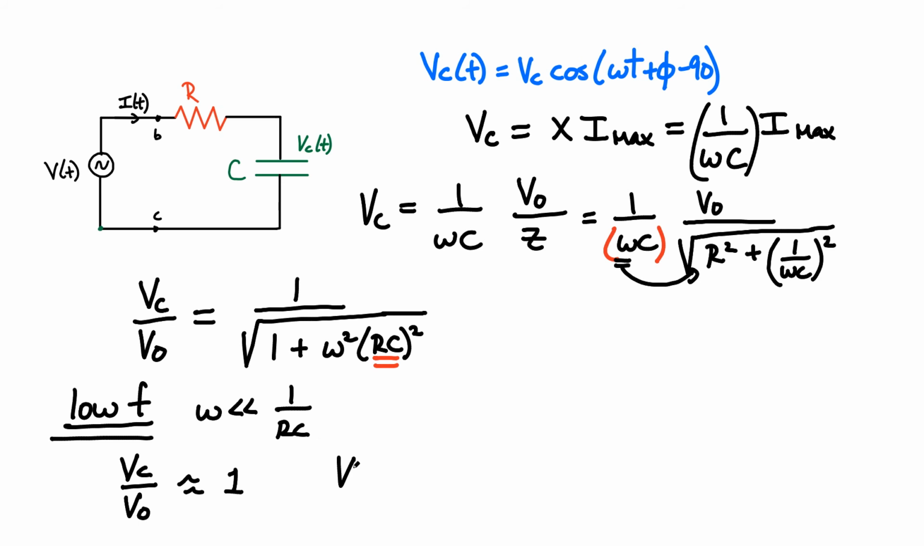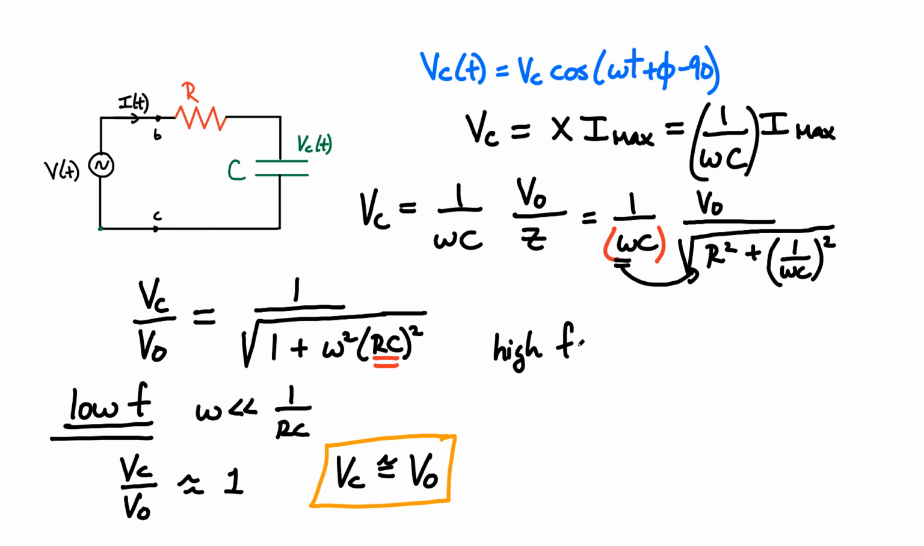And that's cool. That means that the voltage across the capacitor is essentially just the same amplitude as the voltage that you're driving it with. And that's exactly what we would expect. If you switch this very, very slowly, you'd expect to always reach that saturation point. All right, what about in the high frequency limit?